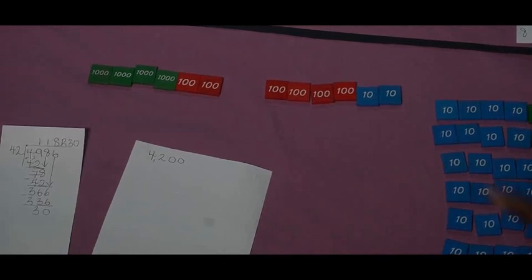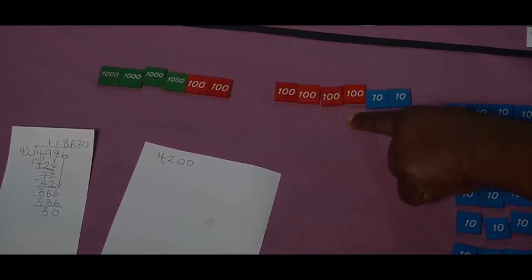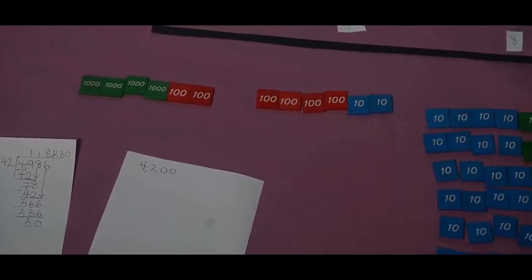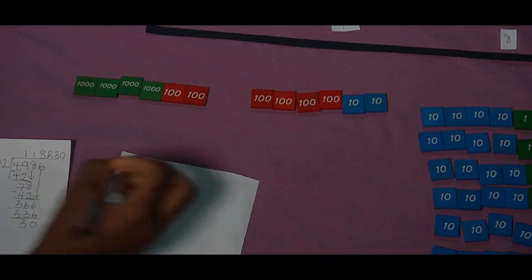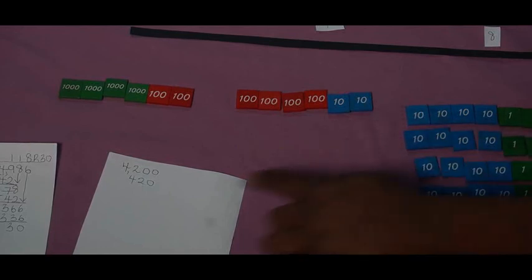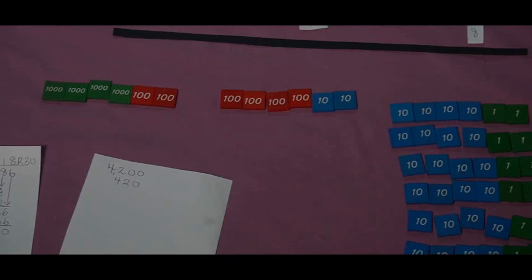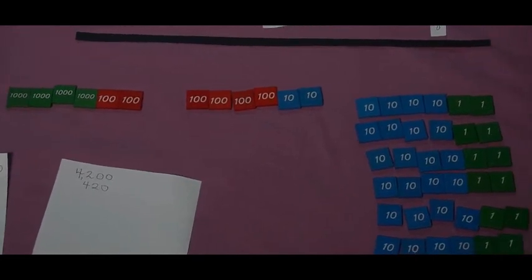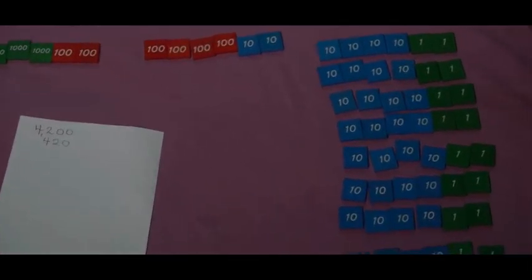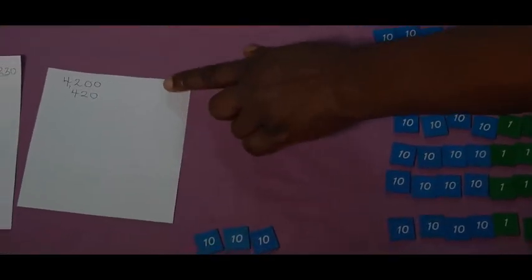Now your tens, how many tens do you have here? 42 tens, one group. So write 42 tens. So 42 tens is the same thing as 420. Now in your units, how many groups of 42 do you have? 8 groups of 42. Yes. So you write 42 multiplied by 8 here.